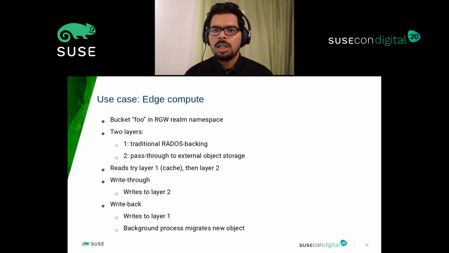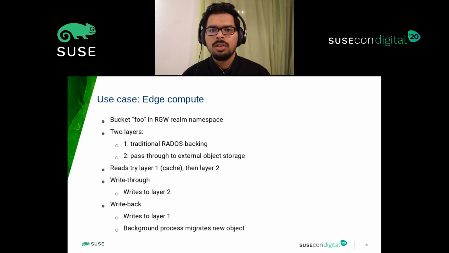Another common scenario is an edge computing use case, where you would have a bucket in the RGW namespace, and then you would have two layers. One would be backing up the object in your standard data center in Ceph storage, using RADOS, and then there would also be a pass-through mode where you just directly store it to the S3 cloud instead. Reads can initially try to hit the local Ceph cluster, and if that fails, they can go and try fetching it from the public cloud.